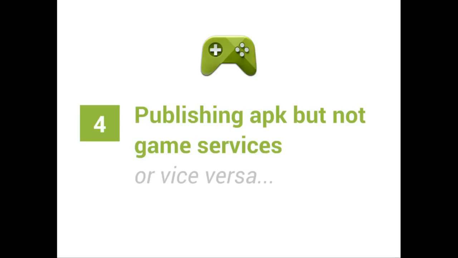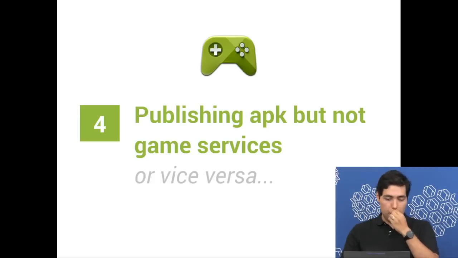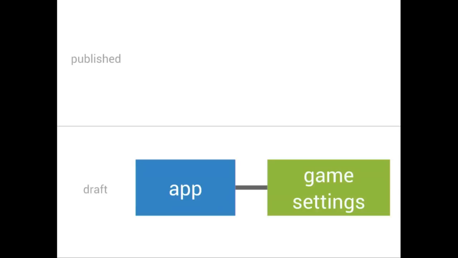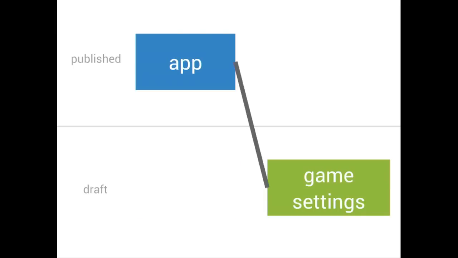All right, so on to the next mistake, if you will. Number 4, publishing an APK but not the game services, or vice versa. This may be a little counterintuitive, but an application and the game settings are linked, but they also exist separately. So you might be able to publish one without the other. If you just publish your app, you're going to have a game that's published, but your game settings are not, which means that anytime anybody tries to use a game API from your game, you're going to get this weird error because the game settings are not published.